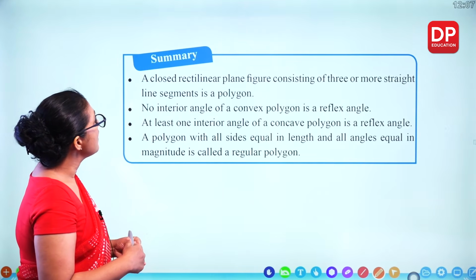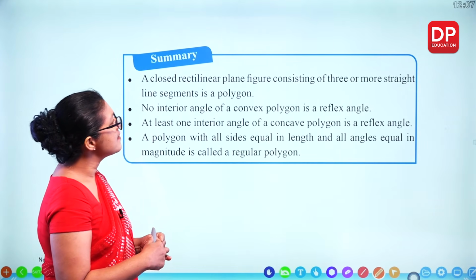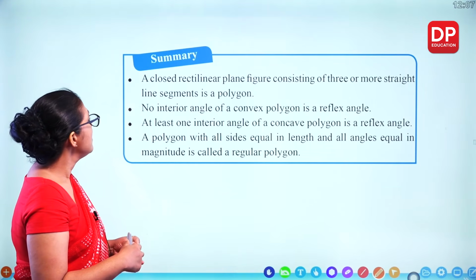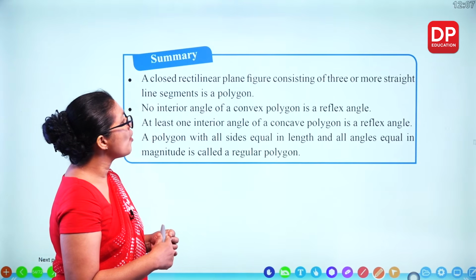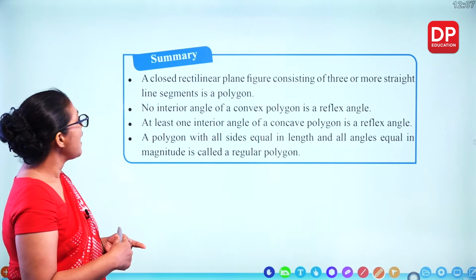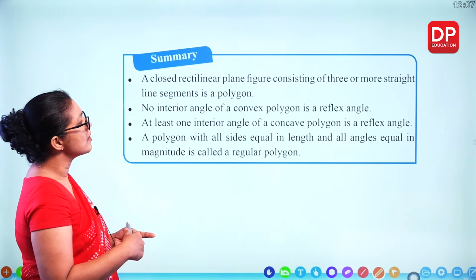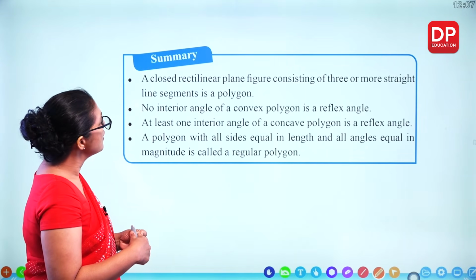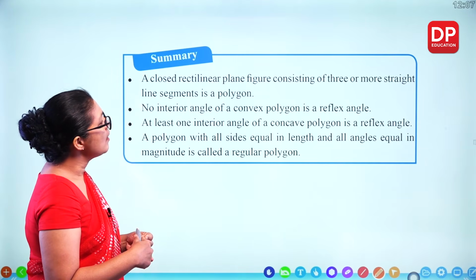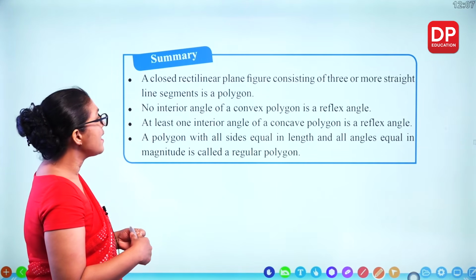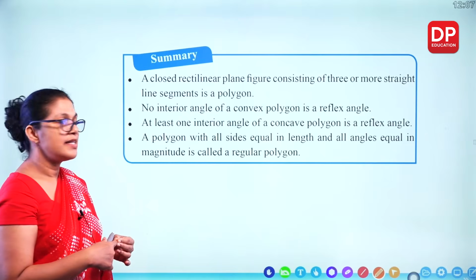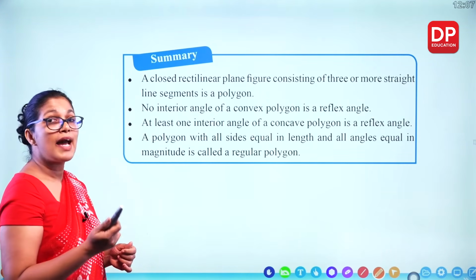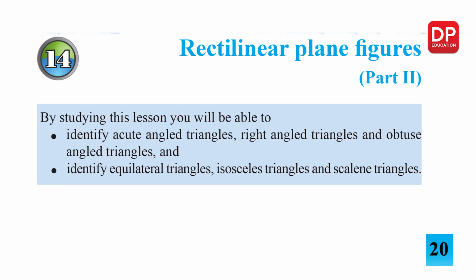A closed rectilinear plane figure consisting of 3 or more straight line segments is a polygon. No interior angle of a convex polygon is a reflex angle. At least one interior angle of a concave polygon is a reflex angle. A polygon with all sides equal in length and all angles equal in magnitude is called a regular polygon. Now we'll look at part 2.